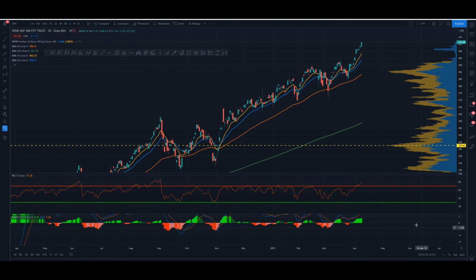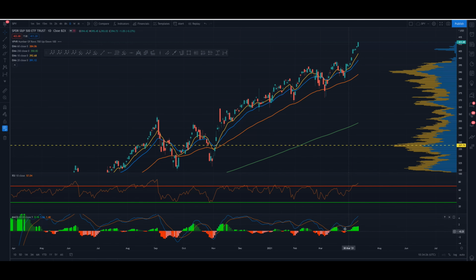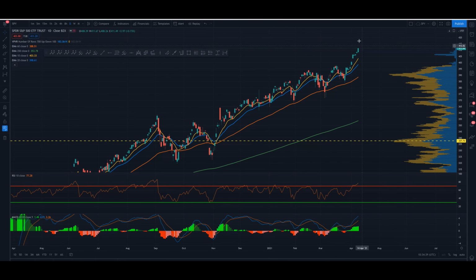Very bright green bars on the histogram here on the daily time frame. Short-term moving average accelerating away from the longer term here. No sign of bullish momentum dying yet. Could be a sign of bullish momentum peaking, but you know, you're trying to stop a rocket from taking off if you're trying to call the exact top.